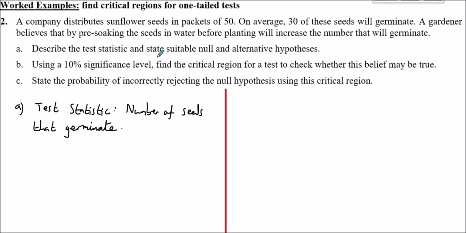And also now we need to state suitable null and alternative hypotheses. So what I'd say is just state first of all what you want P to represent. So we're going to say let P be the proportion of seeds that germinate.